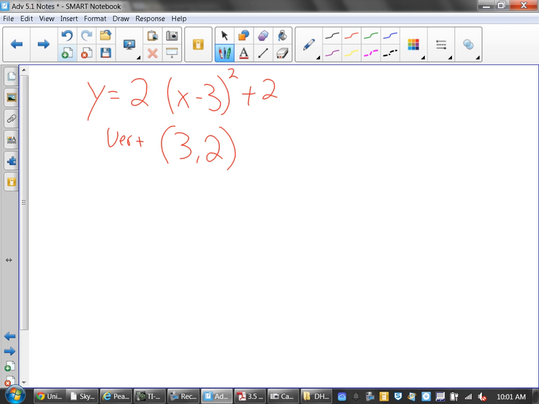Now here, if my vertex is at 3 and 2, what's the equation for your axis of symmetry? X equals 3. Because what's the x coordinate? 3. Your axis of symmetry is the x coordinate. Okay? Once you have your vertex, the x coordinate of that is your axis of symmetry every single time. All right. So let's take a look at what that looks like.